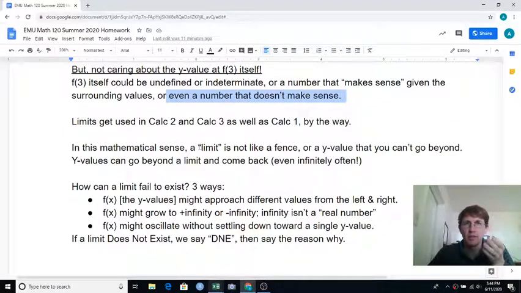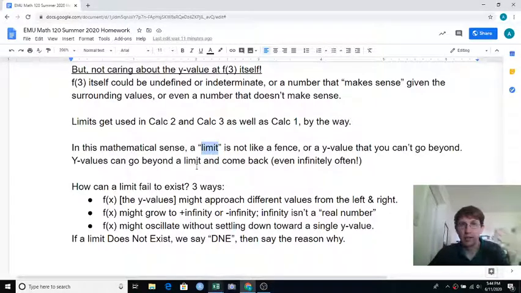Like I said, the word limit is not a good word choice, but we're kind of stuck with it. Usually a limit in real life is something you should not go beyond, like a fence near the edge of a cliff or something. Or a doctor might say, do not let this patient get more than this much concentration of this chemical in their bloodstream. In math, y values can go beyond a limit and come back, and then even go beyond again and come back again. So really better to think of it as a destination.